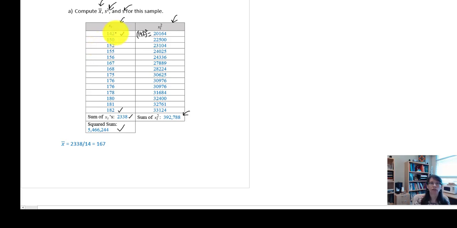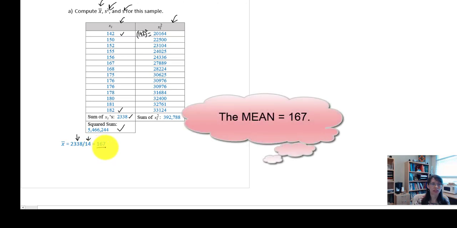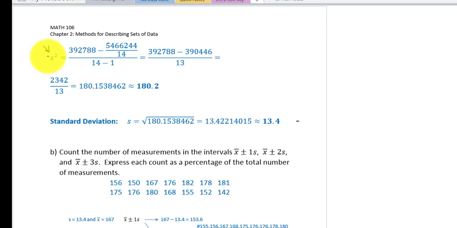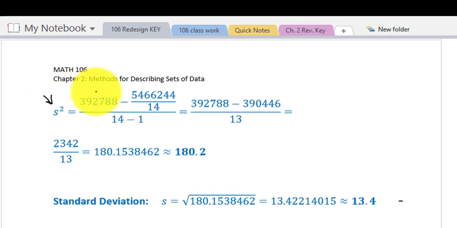Well, since we already have the sum of our data, we simply need to divide by the number of measurements, which is 14. So when we make this calculation, 168 is the mean for our data set. Our next calculation is the sample variance. So we're beginning with our sum of x squared values, subtracting the squared sum of our x's divided by n, which is 14, and all of that is divided by our n minus 1, which becomes 13.